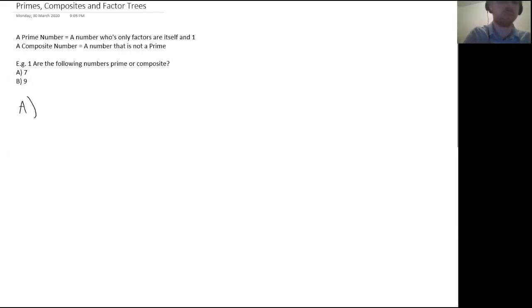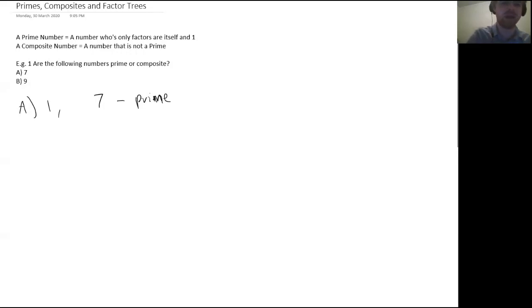You can divide it by 1 and you will get itself, 7. Now, are there any other numbers you can divide it by? You can't do it by 3, can't do it by 5. Each of those will give you something other than a whole number. So those are the only factors of 7. So we can say that 7 is a prime number because its only factors are itself and 1.